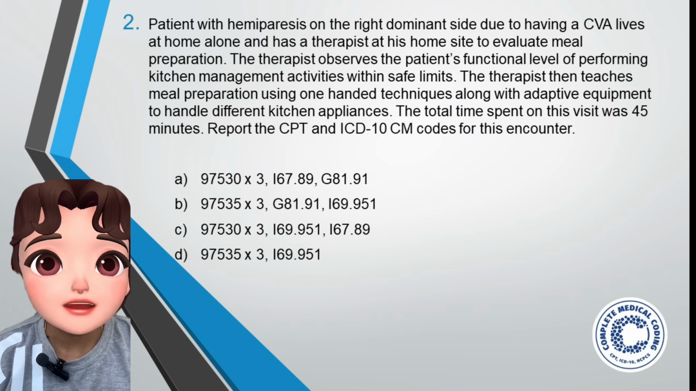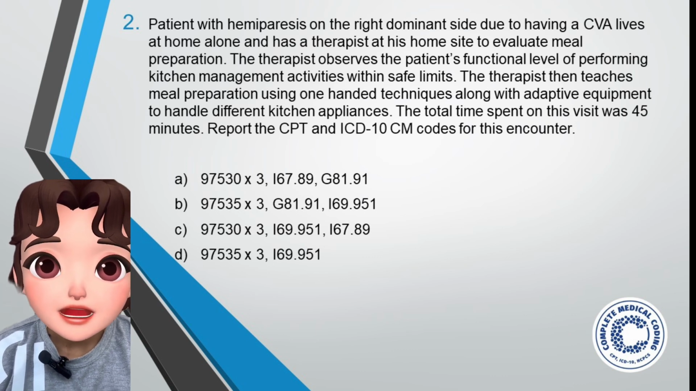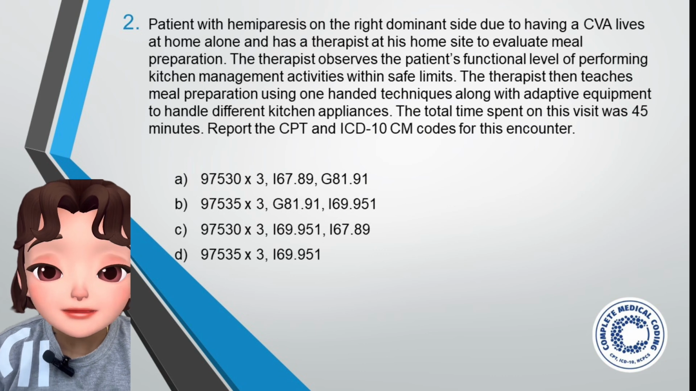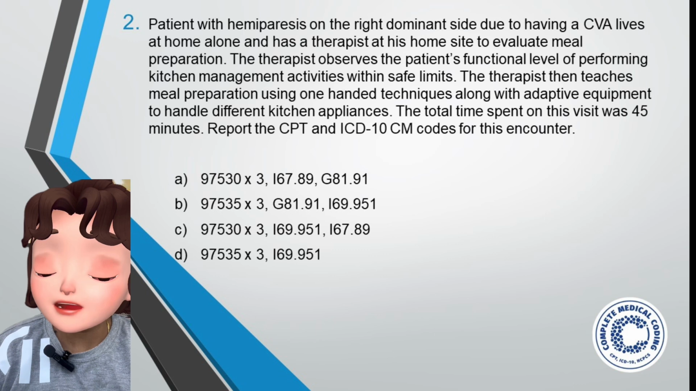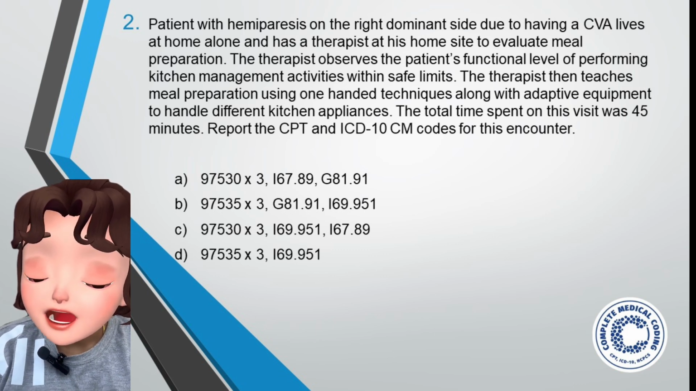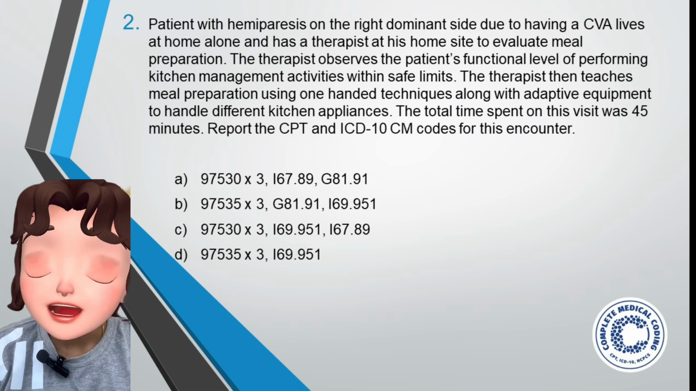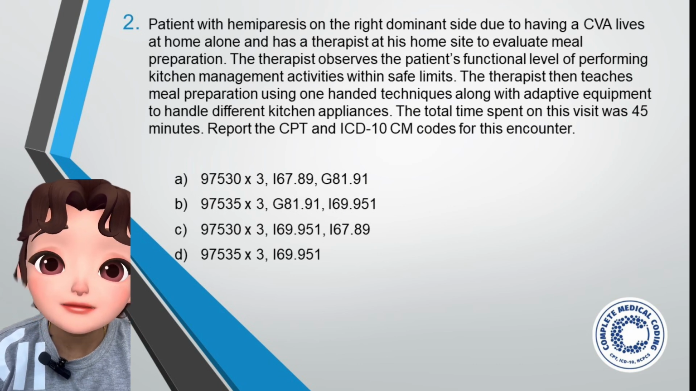So our answer will automatically be option D, I69.951. But still look into the CPT code. What is the CPT code? 97535. 97535 represents self-care home management training, for example activities of daily living and compensatory training, meal preparation, safety procedures and instructions in use of assistive technology devices, adaptive equipment, direct one-to-one contact, each 15 minutes.